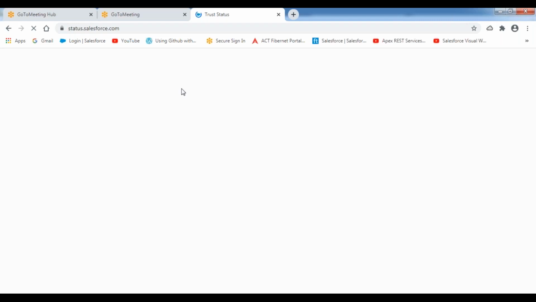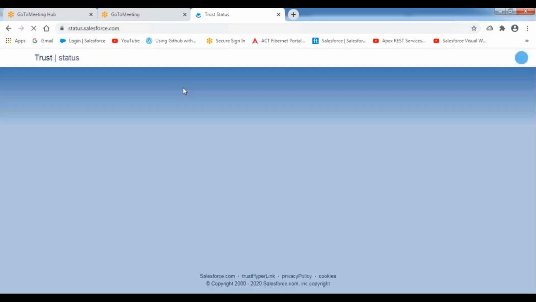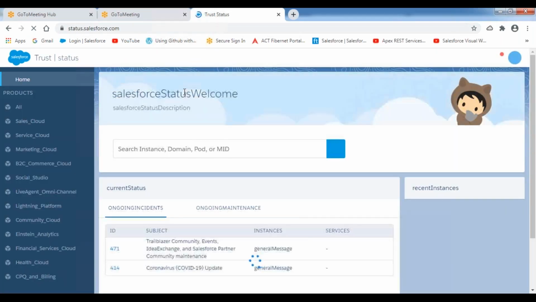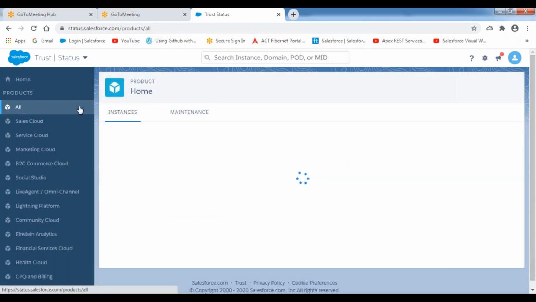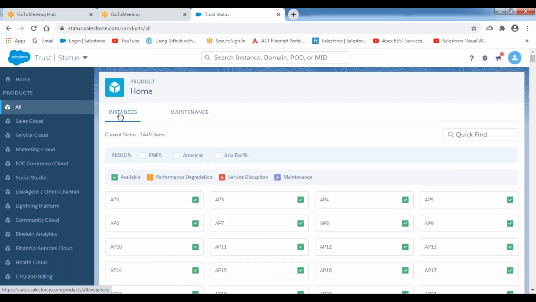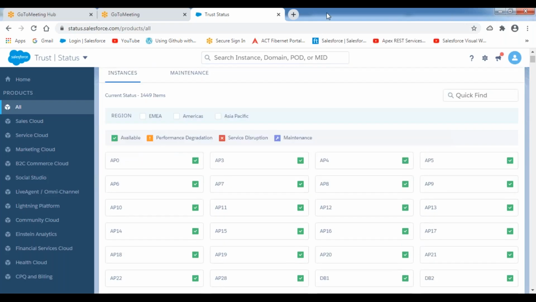So how can we verify the status of the servers? Now let's see. Use that website, status.salesforce.com. Now click on All, because I want to see all the servers' information. Click on All in the left panel. Once you click on All, the information for all the regions' servers becomes visible to you. It is populating the instances, nothing but server instances. Now it is indicating the regions' information. So what are the regions there?